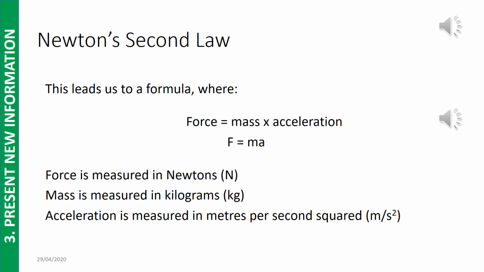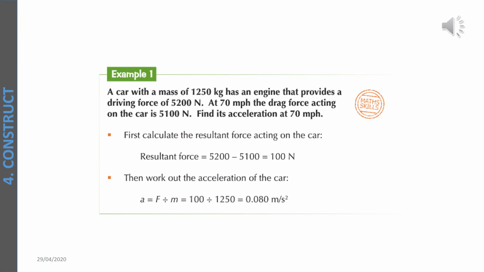The second point was for a fixed force. So if the force remains fixed, the bigger the mass, the smaller the acceleration must be in order for that force to remain the same. So as far as physics formulae go, this one is pretty straightforward. Force equals mass times acceleration. So let's work through an example.